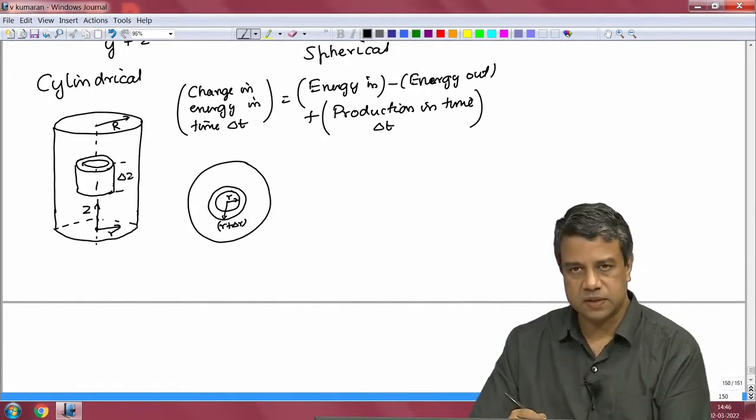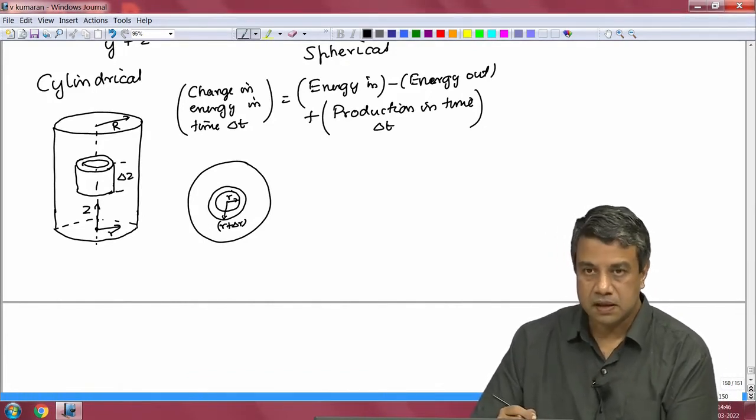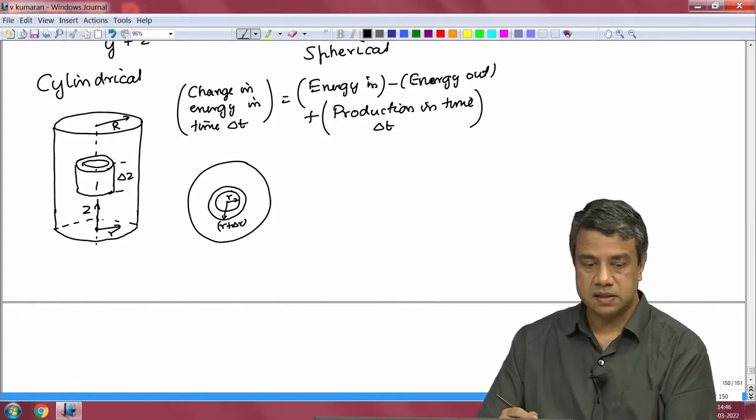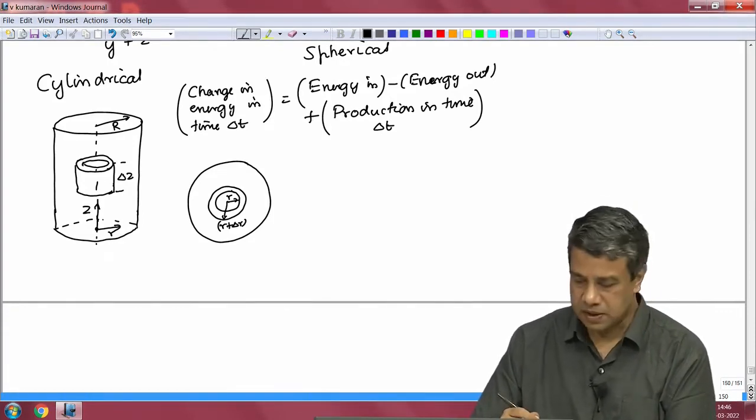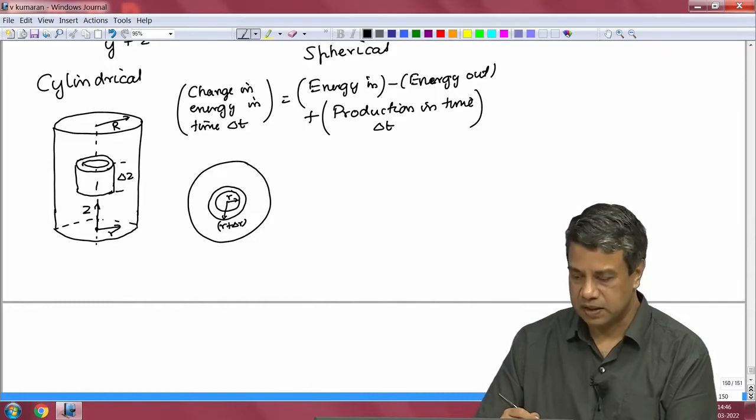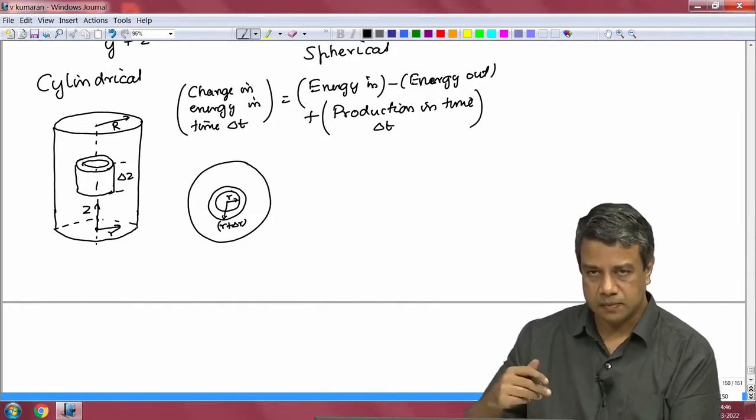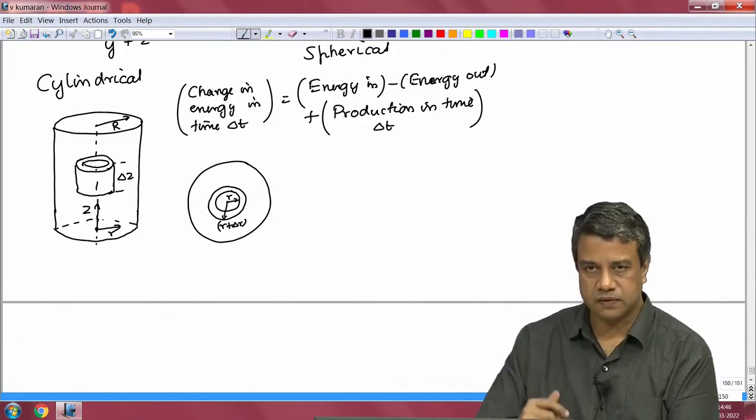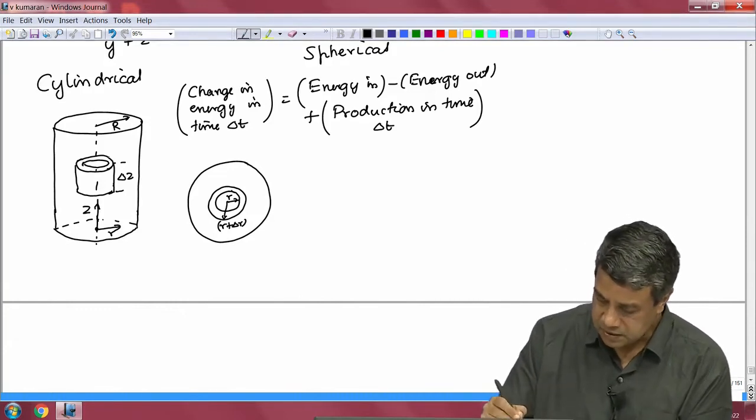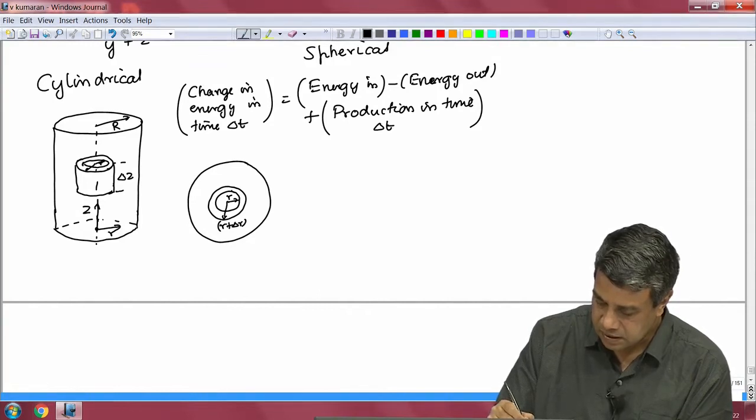So, I have two cylinders. The annulus between these two cylinders is the differential volume for which I will be writing the balance equation. It is basically the annulus between a cylinder of radius r and a cylinder of radius r plus delta r.